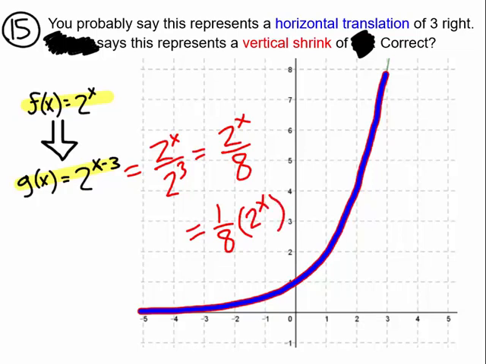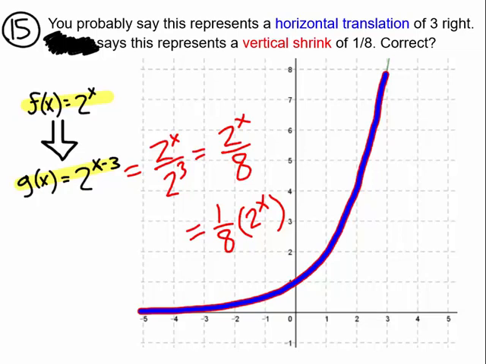So this student from several years back claimed that the function g of x represents a 1/8 vertical shrink of f of x, and she was correct. As were all the students who said the more obvious answer of 3 units translated to the right. Now, this specific either-or condition really only applies to exponential functions. Let's take a look at this visually.